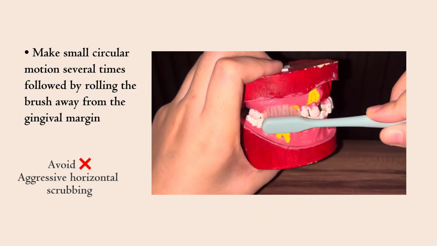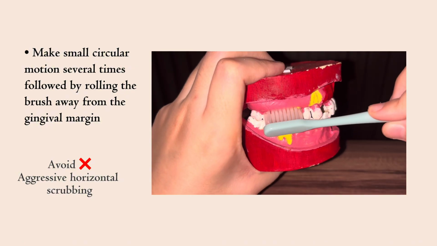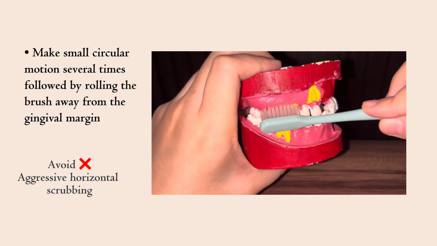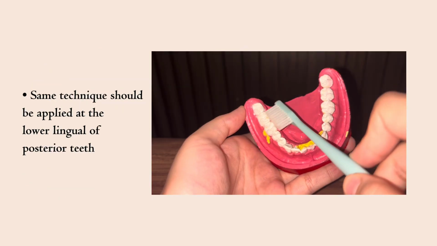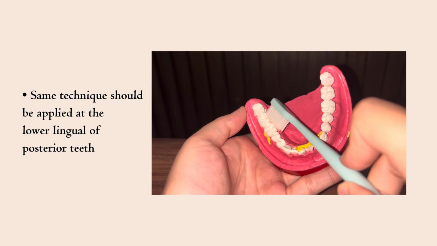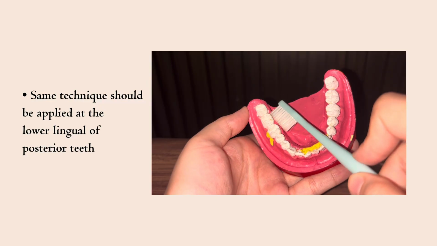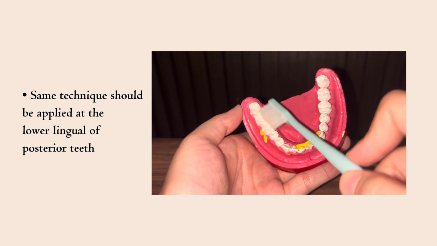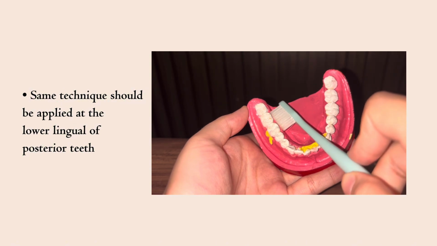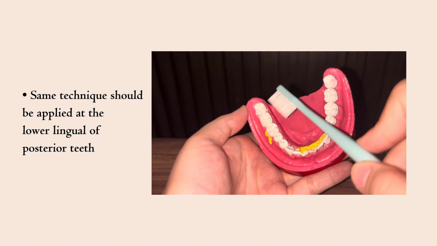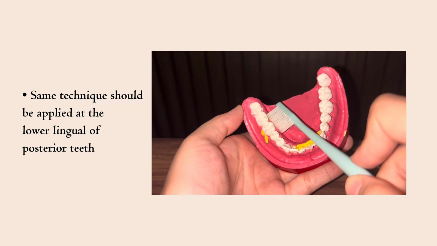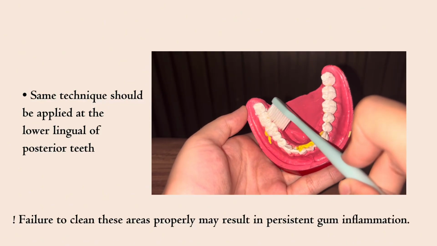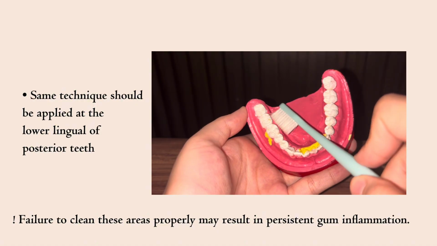Aggressive horizontal scrubbing should be avoided because it can cause abrasion of the tooth surface and injury to the gums. The same technique should be applied at the lower lingual surfaces of the posterior teeth. These areas are often difficult to reach with the tongue and toothbrush, and they commonly accumulate plaque and calculus. Failure to clean these areas properly may result in persistent gum inflammation.